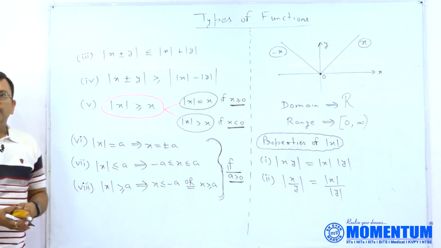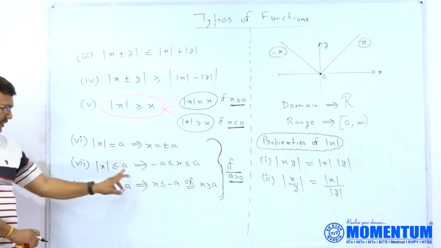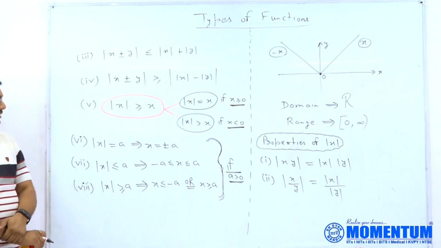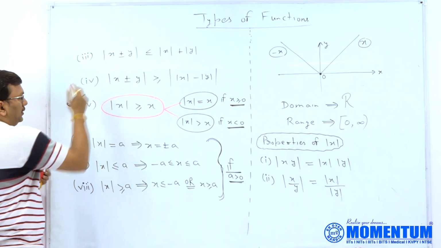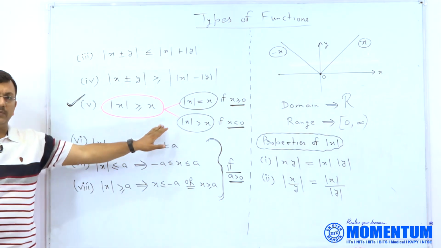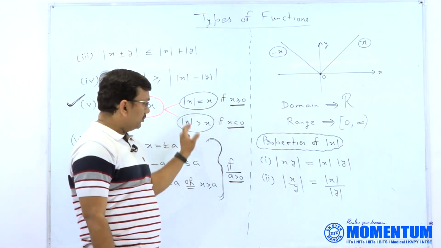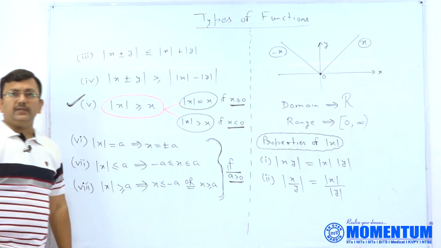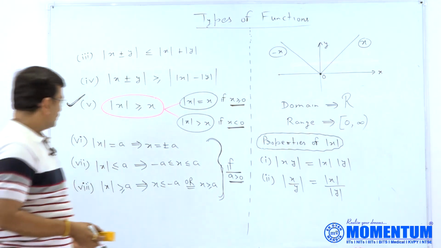Okay. So these properties will help you in a problem having a mod sign. Mod equal to some number, mod less than some number, mod greater than some number, and this fifth one is very important: mod of a number is greater than or equal to that number. When it is equal to the number, and when it is greater than the number.